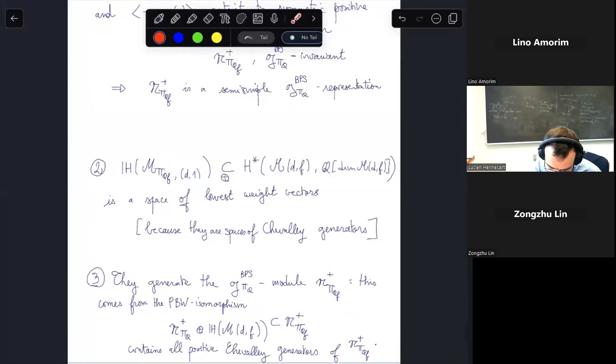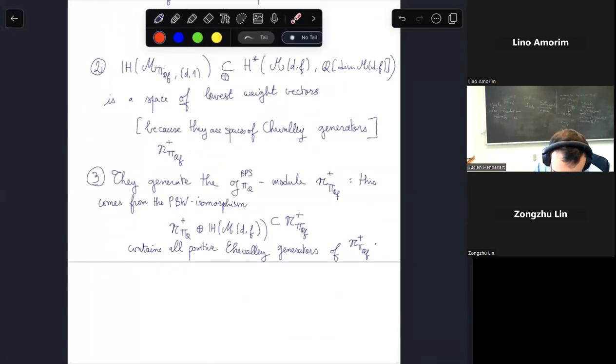For the second part, this intersection cohomology gives you the space of lowest weight vectors. It comes from the fact that by definition of GKM, this space is a space of Chevalley generators for the BPS Lie algebra for PQF. And since I'm running out of time, I won't detail more.